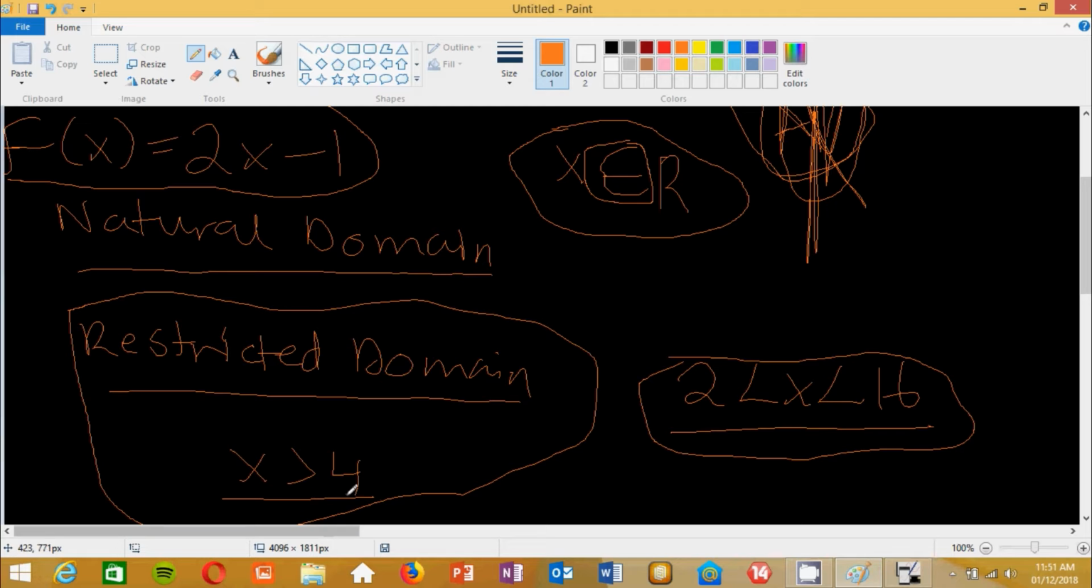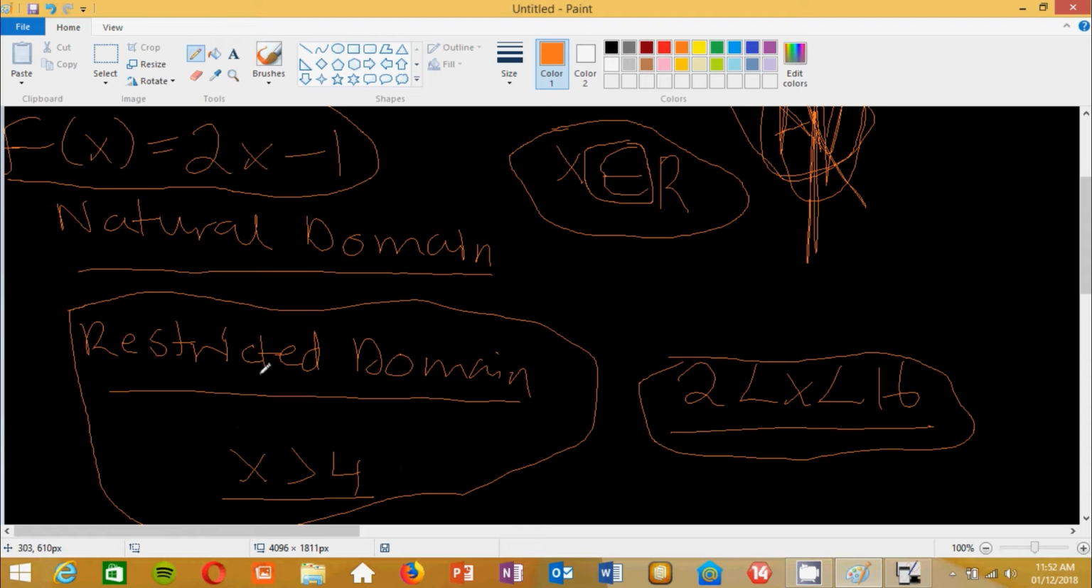What I'm basically saying is the only numbers that I am allowing myself to put into this function are values of x that are greater than 4. 5, 6, 7, 8, 9, 10, etc. But the numbers 4 and below, I'm not allowed to put them into this function. So I am the one who's made that decision and decided that, okay, look, I'm not going to put in any single number that I want. I'm only going to put in values that are greater than 4. So that becomes a restricted domain.